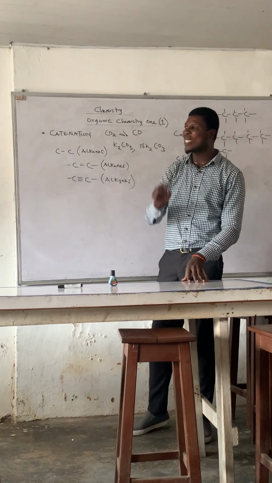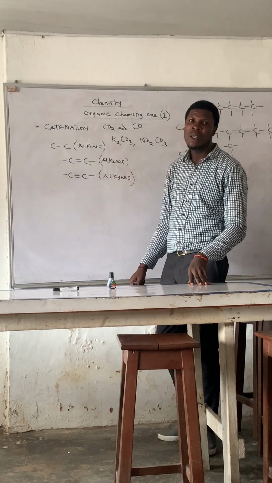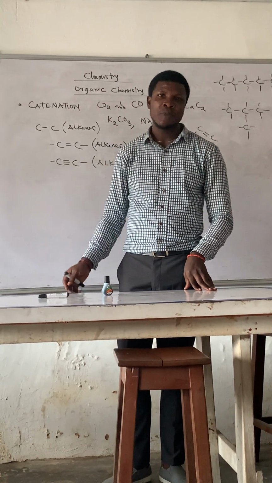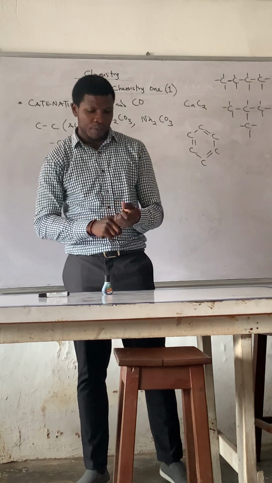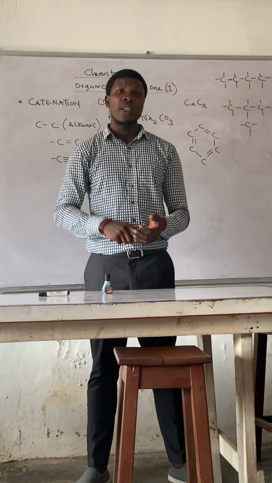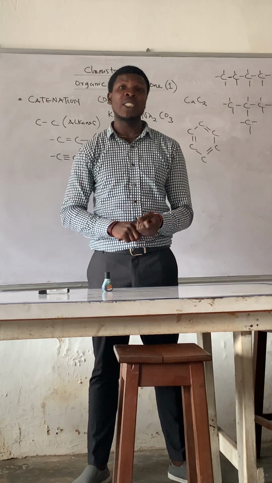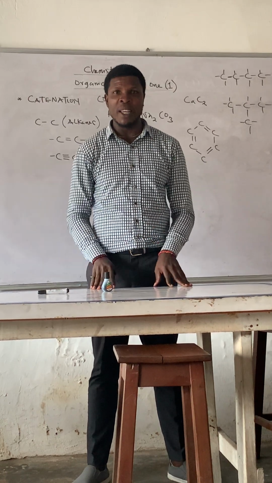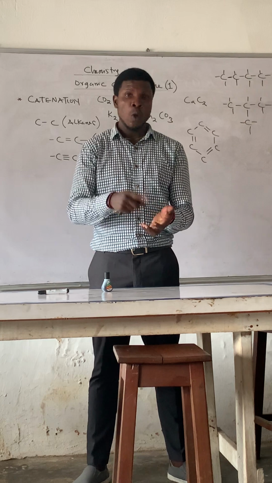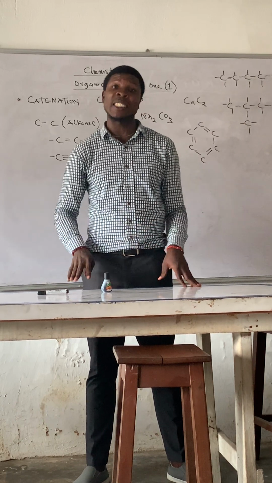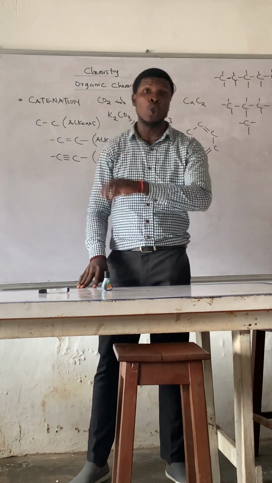I am not saying that carbon can only combine with carbon. Of course, carbon has this property of combining with other elements. Yes, carbon can combine with hydrogen, it can combine with oxygen, it can combine with nitrogen, it can combine with the halogens. When I say the halogens, I'm talking about the group 7 elements, which are chlorine, bromine, fluorine, iodine, and also astatine. So carbon can combine with those elements.